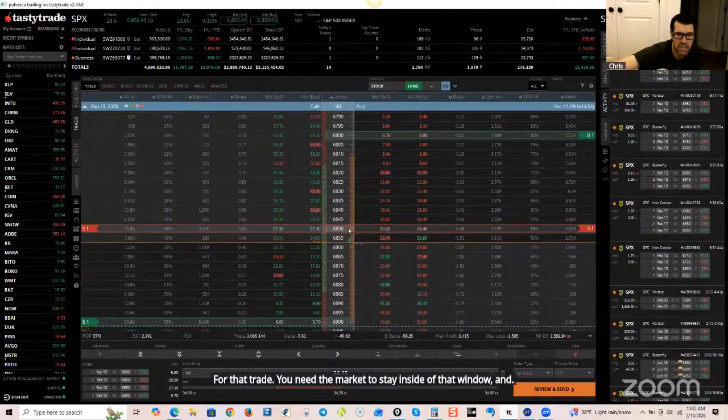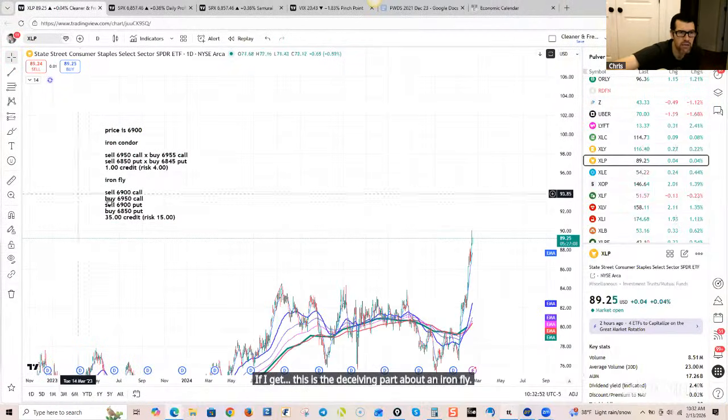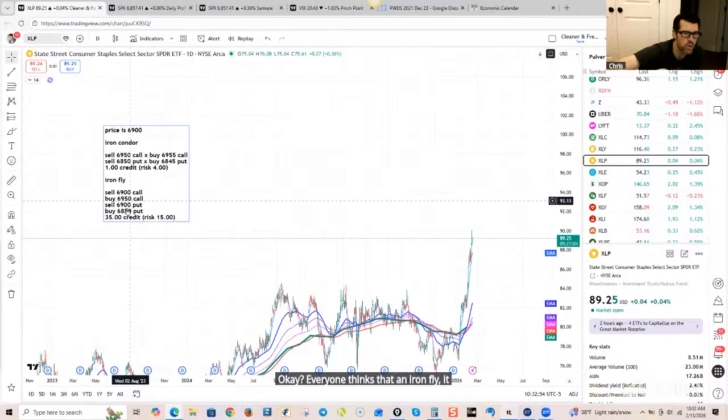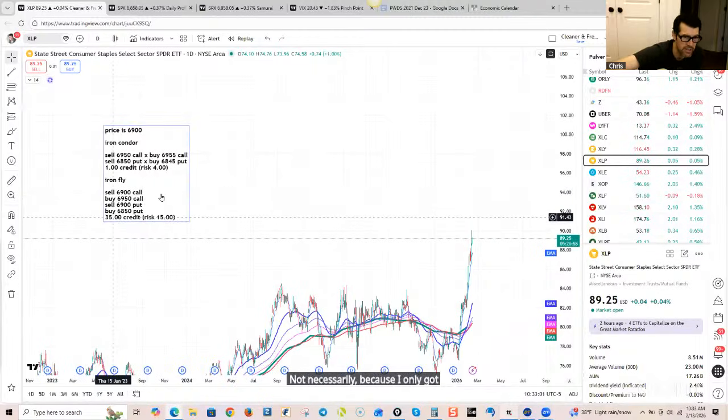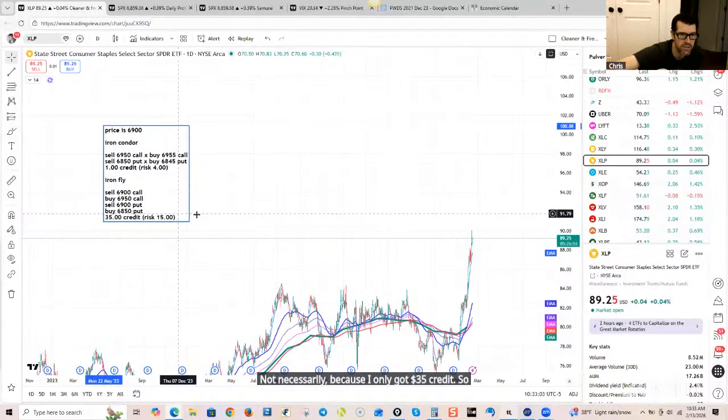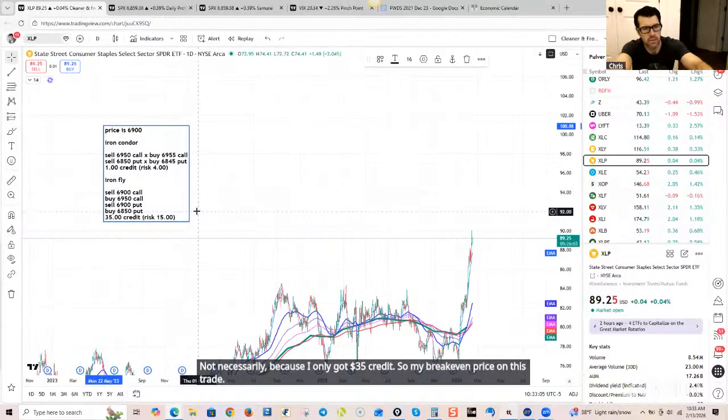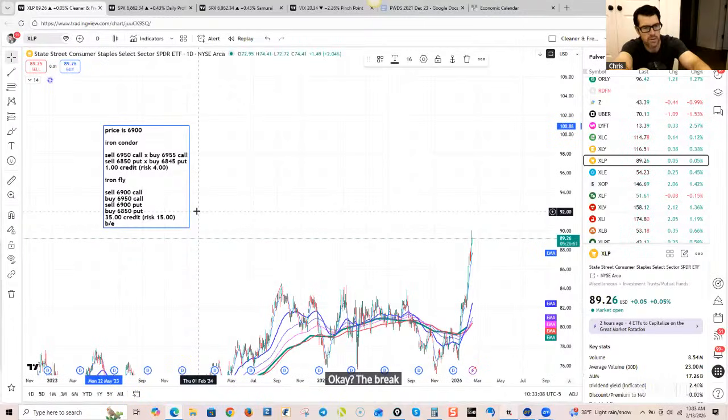This is the deceiving part about an iron fly. Everyone thinks in an iron fly, well, if I'm below 69.50 or above 68.50, I make money. Not necessarily, because I only got $35 credit. So my break-even price on this trade is 6,935 and 6,865. Does that make sense?